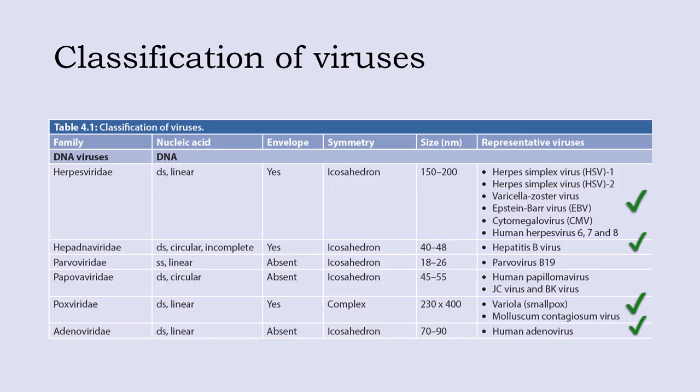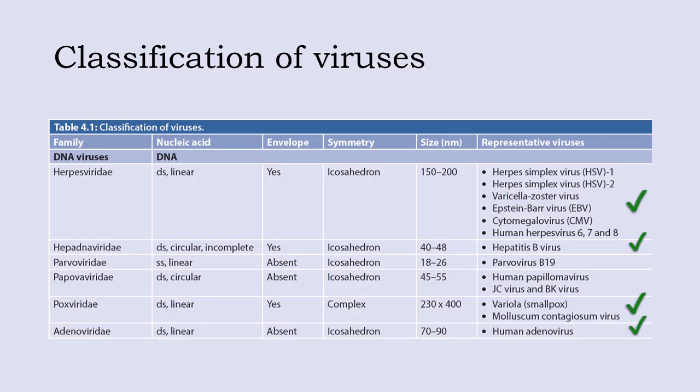Viruses, when you classify them, basically you can classify them as DNA and RNA viruses. I have marked a few which are very important for undergraduate medical students. So, herpes virus family, you have the group of alpha, beta, and gamma herpes viruses, out of which HSV1, HSV2, varicella zoster, Epstein-Barr virus, cytomegalovirus are very important.